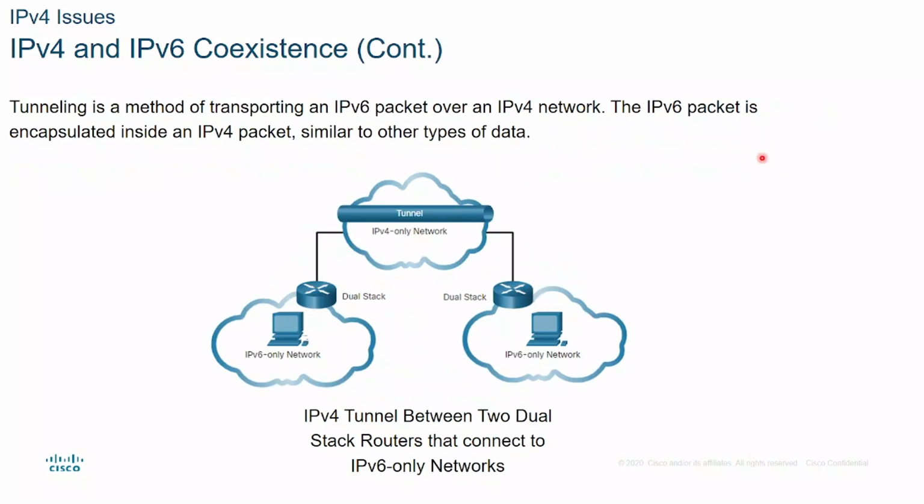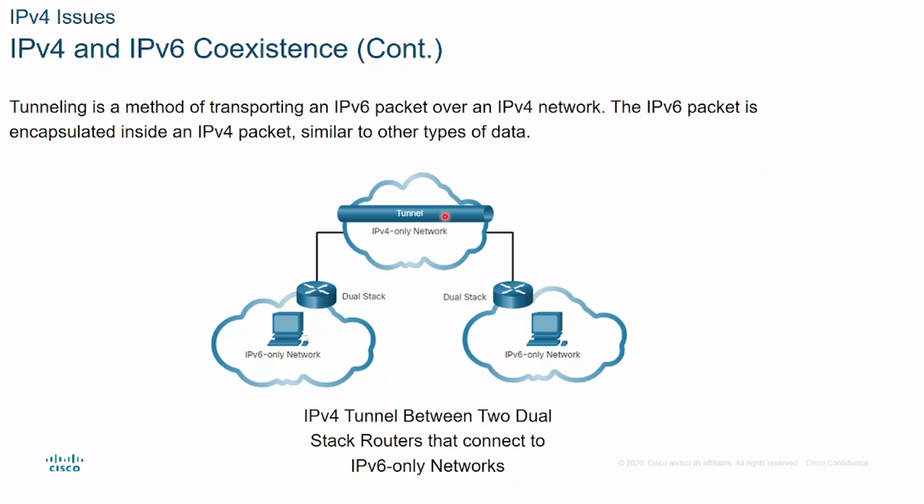There's something called tunneling also. Tunneling is a method of transporting an IPv6 packet over an IPv4 network. The IPv6 packet is encapsulated inside an IPv4 packet, similar to other types of data. So that way of sending packets using an IPv6 address through an IPv4 interface is called what? Tunneling.